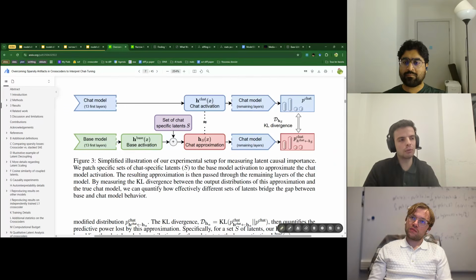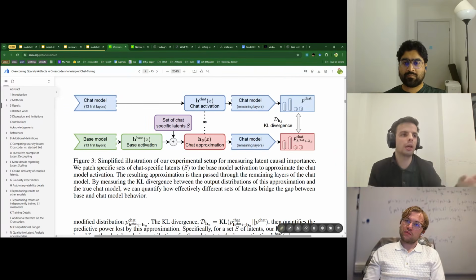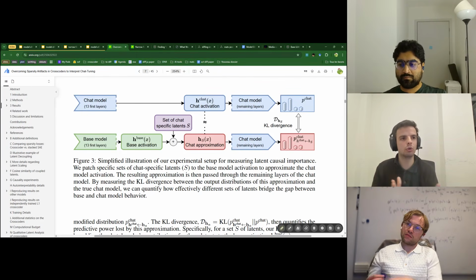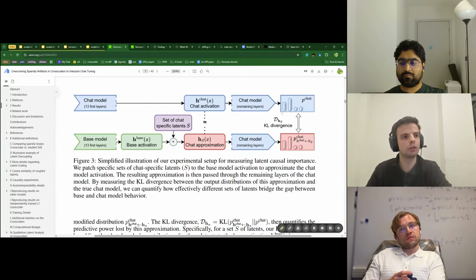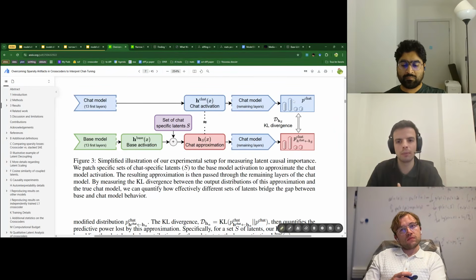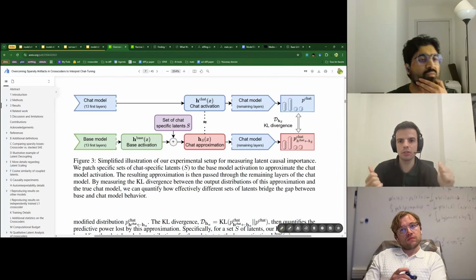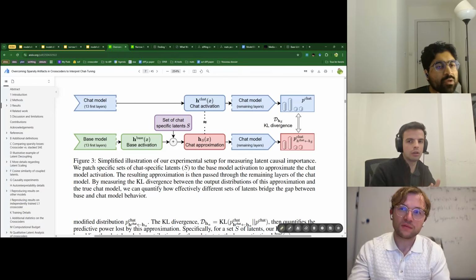And then we evaluate how good this chat approximation is by putting it back into the chat model and looking at how much the probability distribution differs. So how much is the prediction of this hybrid model different from the prediction of the chat model? Does that make sense? I think so. All right.